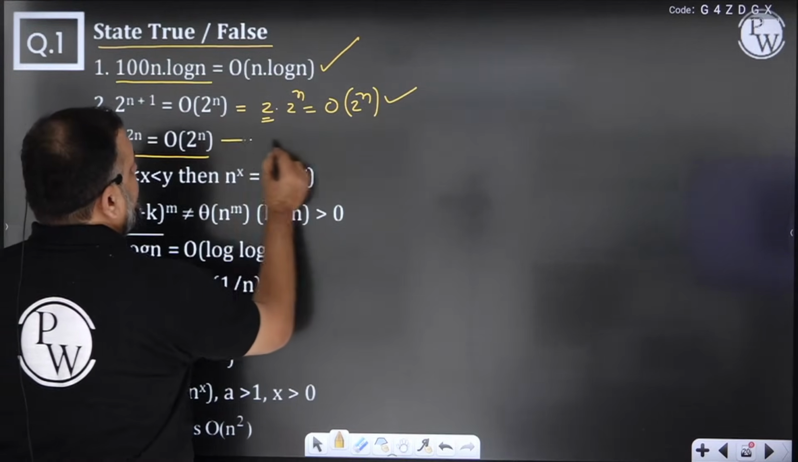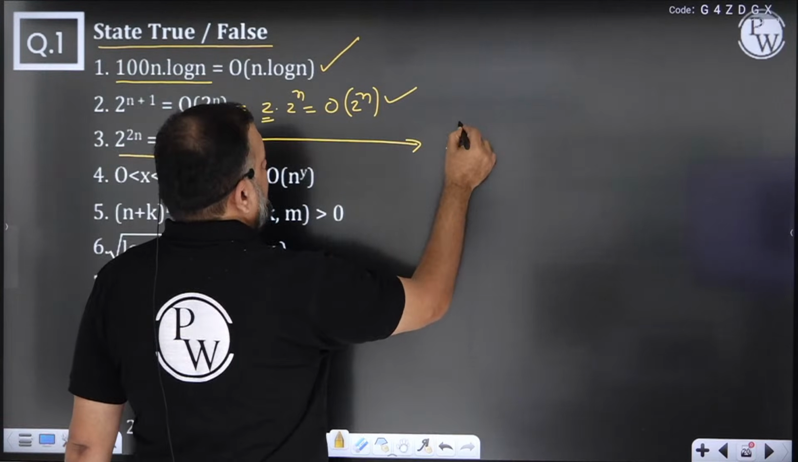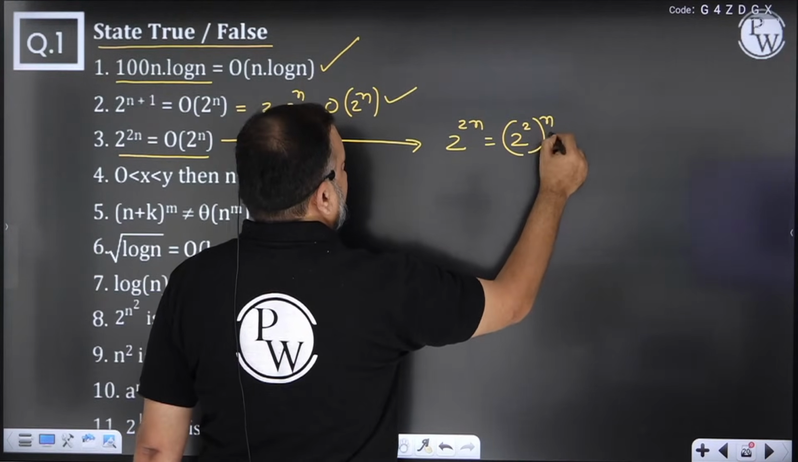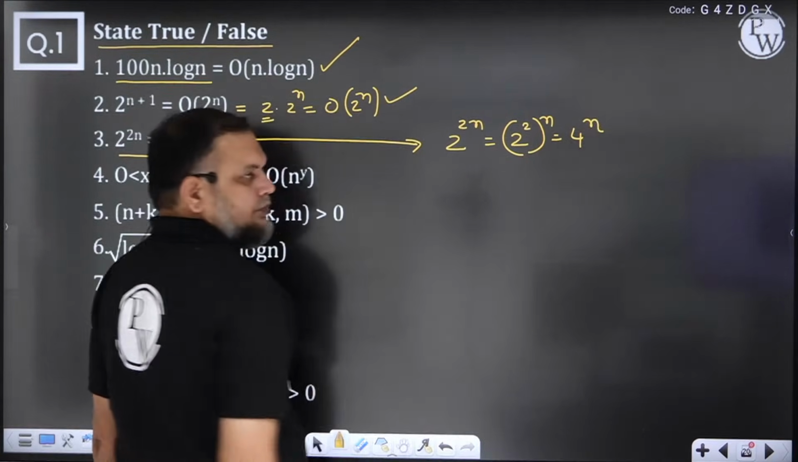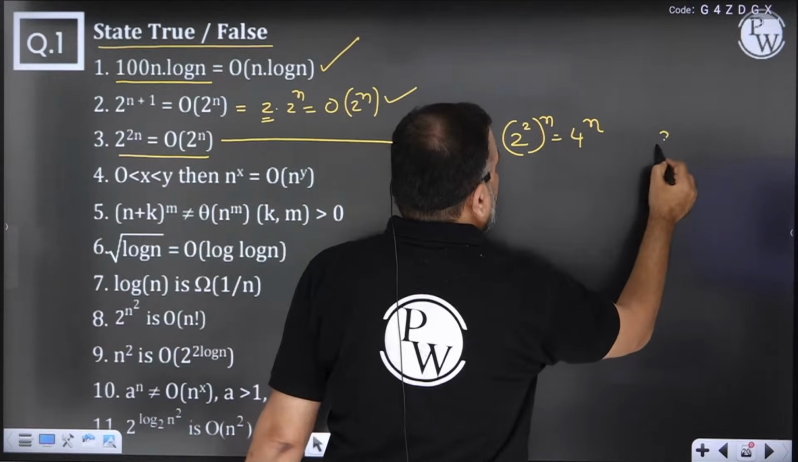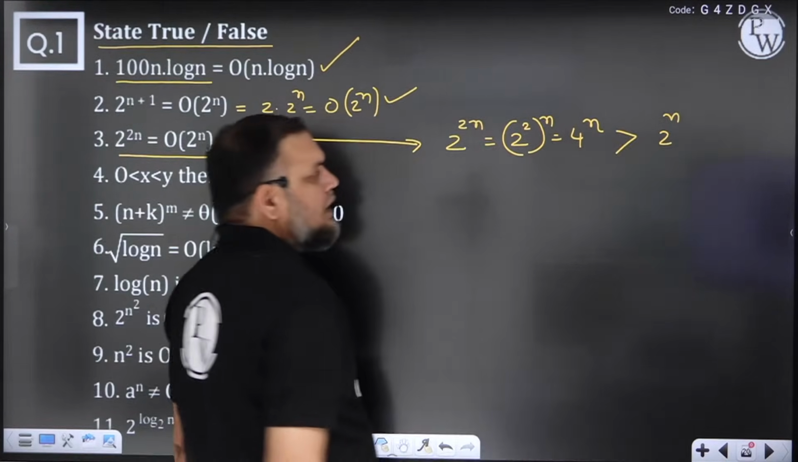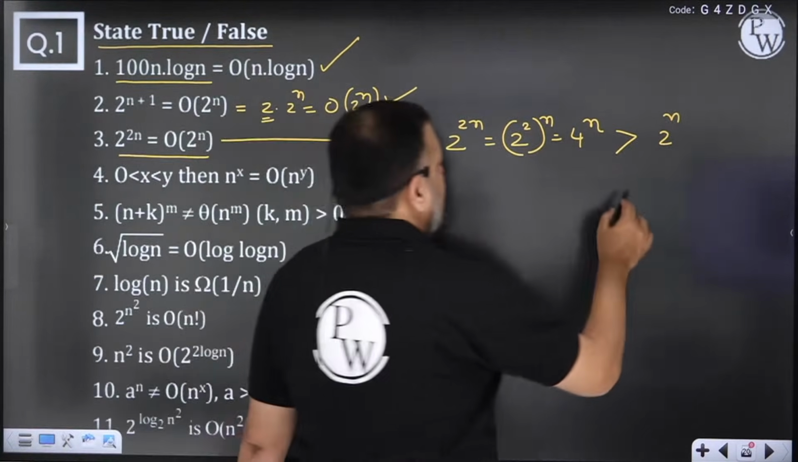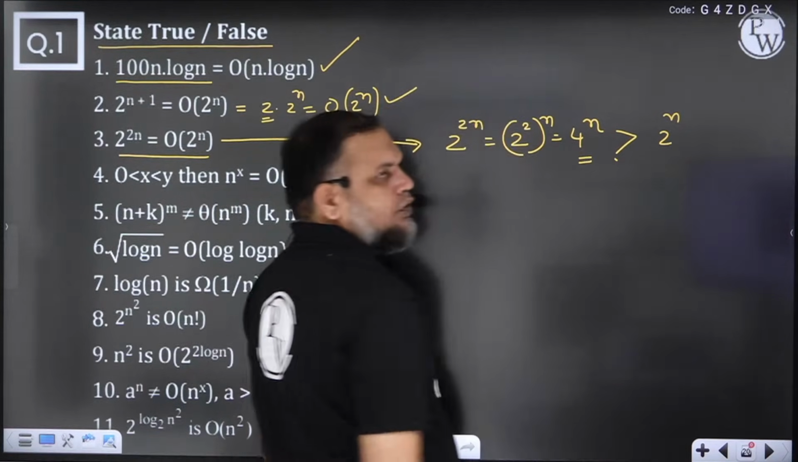देखिए, दिस फंक्शन यहां पर लिख रहा हूं मैं, 2 power 2n is nothing but 2 raised to 2 whole raised to n, which is 4 power n. और अदर हमारा दूसरा फंक्शन है 2 power n. 4 power n is greater than 2 power n, naturally. So therefore 4 power n cannot be order of 2 power n.